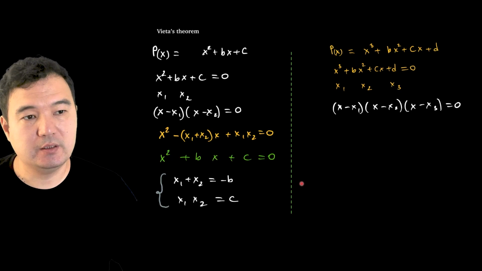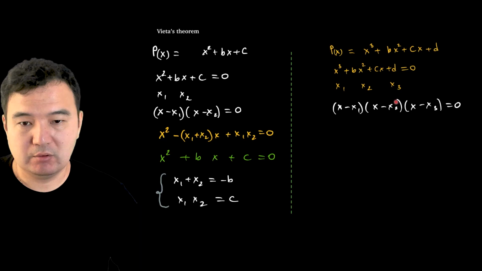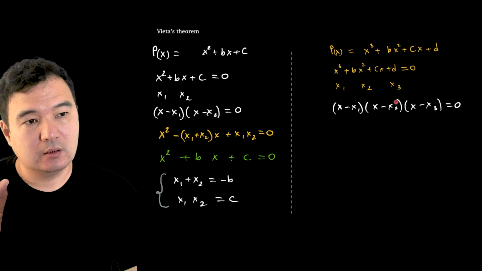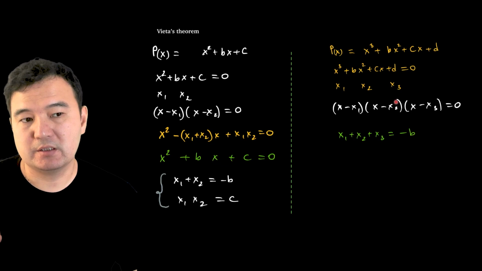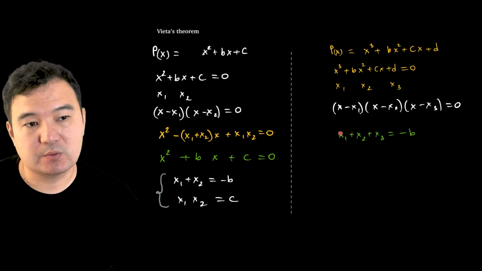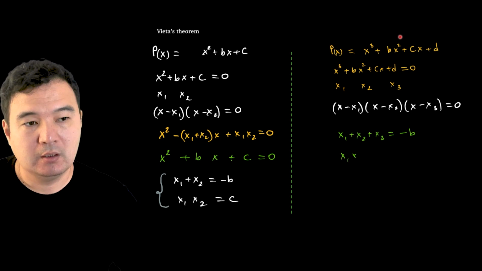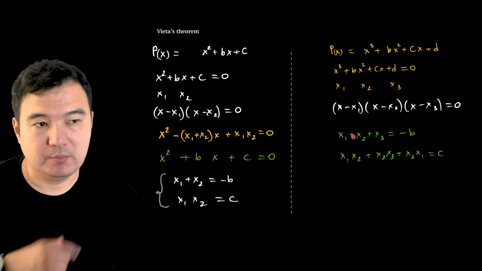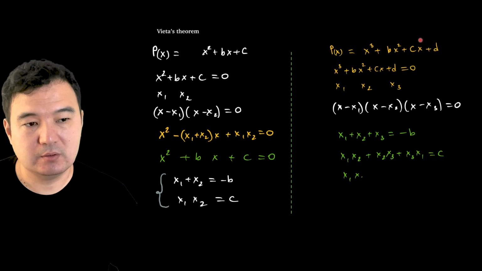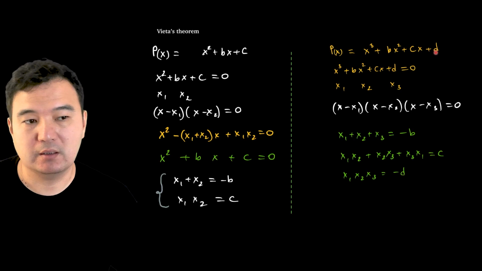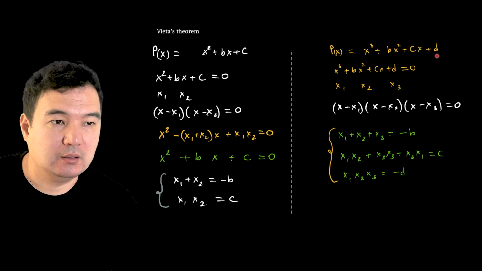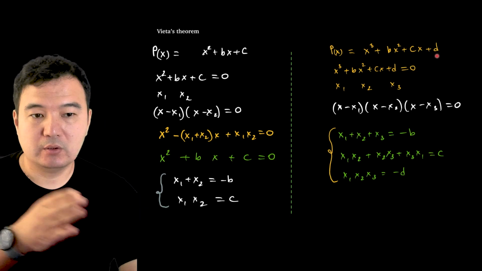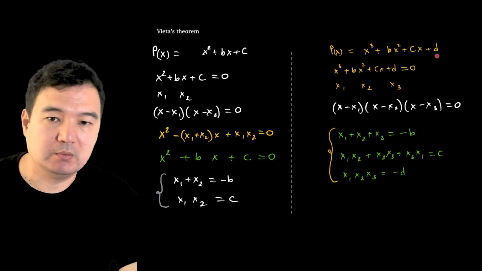When you open the parentheses and do the FOIL, there will be 8 terms, but you can combine like terms and get formula expressions. The sum of roots x1 plus x2 plus x3 is negative b. Then you take the pairwise products and sum them, that's this term. And the last term is the product of all three roots, which is negative d. So this is Vieta's theorem for the case of cubic polynomials. We are going to use these to solve our three problems.